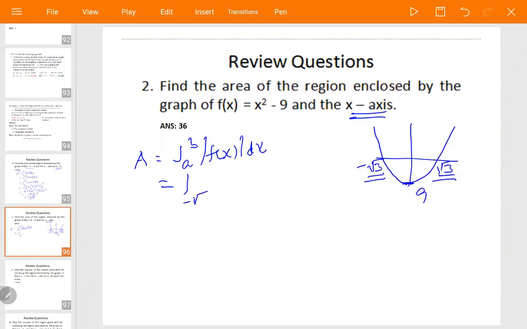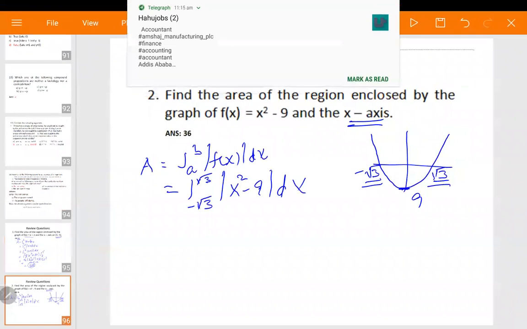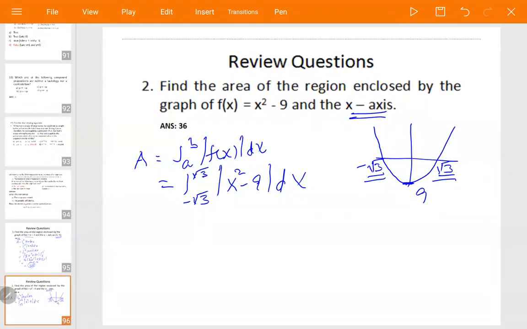So, integral from negative square root 3 to what? Square root 3 of the absolute value of x squared minus 9 dx. If you take any number between negative square root 3 and square root 3, you will find x squared minus 9 as a negative value. Therefore, its absolute value will be the negative of x squared minus 9. And the negative of x squared minus 9 will be what? 9 minus x squared dx. So now let's take the integral of this.